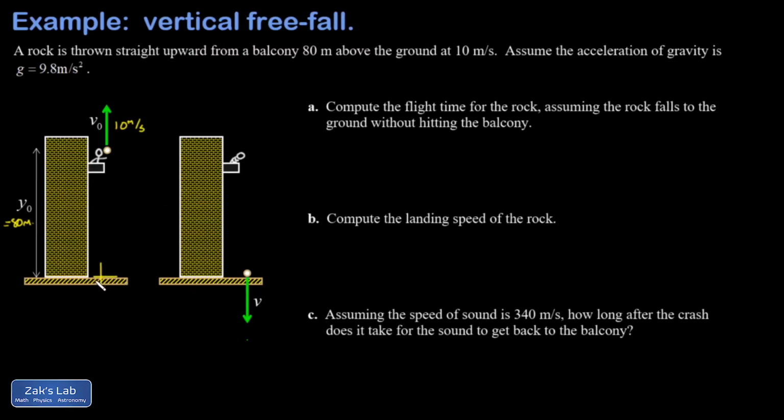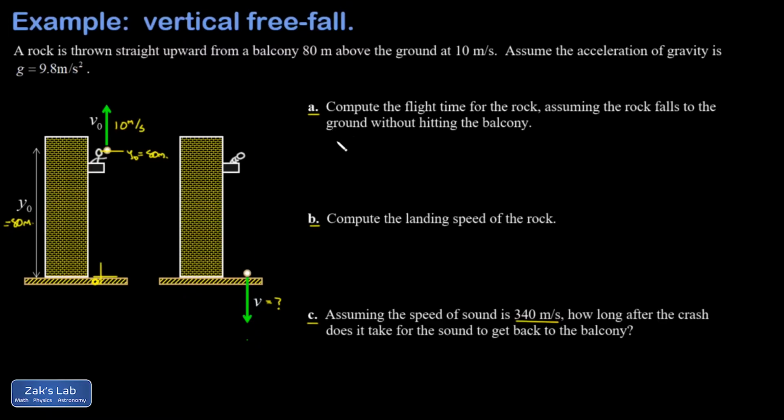I'm going to put an origin of coordinates here on the ground. So that's the point where y is equal to 0, which means the initial height of the rock is going to be 80 meters. Then we're asked in part A to get the flight time before this thing hits the ground, and in part B the landing speed, how fast is it going when it hits the ground. And then we have a little bonus problem in part C, assuming the speed of sound is 340 meters per second, how long after the crash does it take for the sound to get back to the balcony?